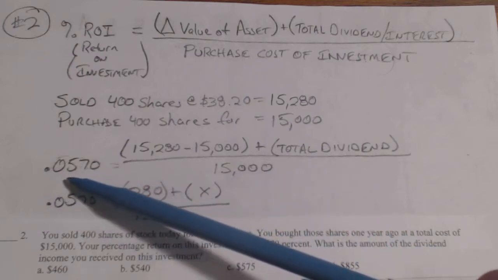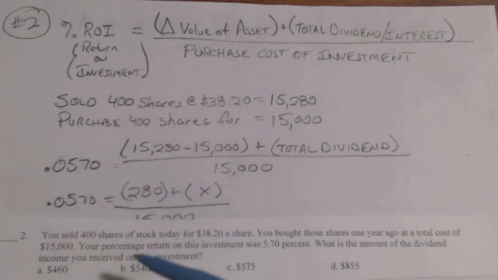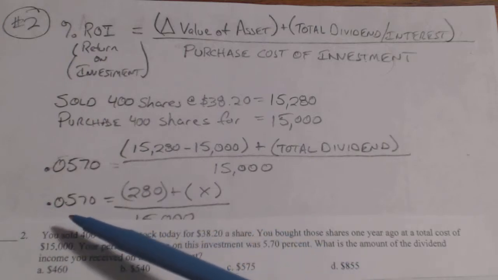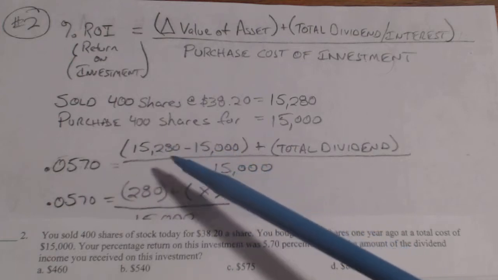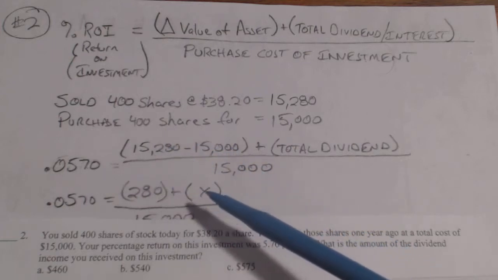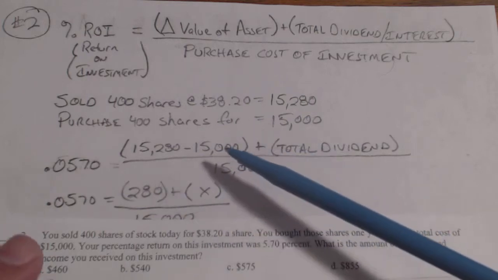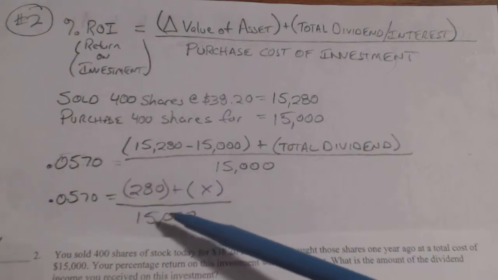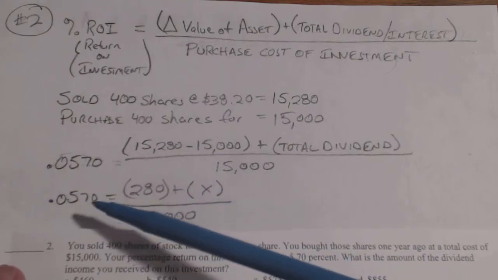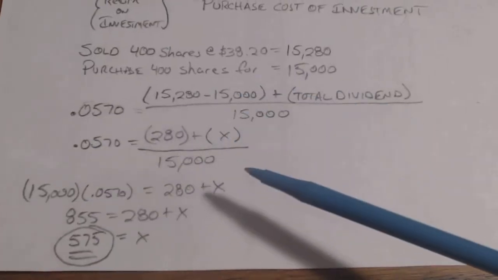And make sure you make this a decimal. They tell you what your return on investment is. It's 5.7%, so 0.0570. Okay, so then you just subtract 15,000 from that, you get 280. We'll just make this the total dividend X in this case, and that's 15,000 underneath it for the denominator and 5.7%. Then you just go through and solve that.